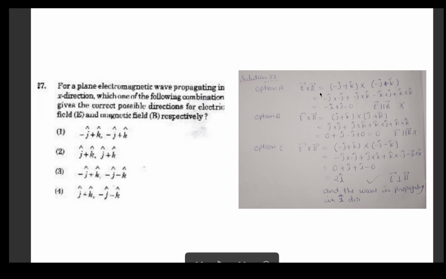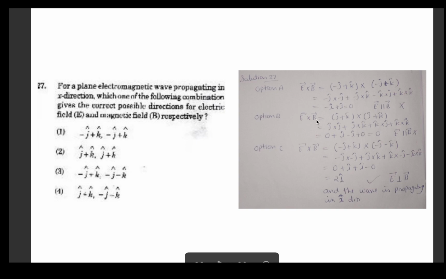because magnetic field and electric field are perpendicular to each other. But when we are solving this option 1, we get minus j cross minus j, minus j cross k, minus j cross k, all the four terms. First term is 0 because j cap cross j cap is 0. Then j cap cross k cap is equal to i cap. Then k cross j is equal to i cap. And the E cross B is coming out to be 0. So no, from this equation we get E and B are parallel to each other. No, electric field and magnetic field are perpendicular to each other.